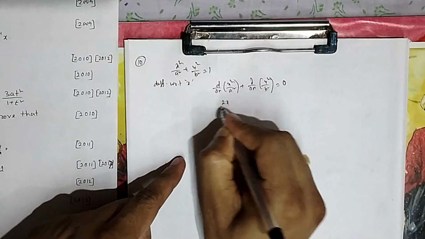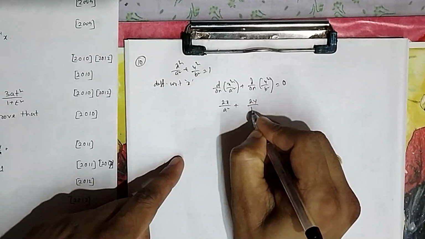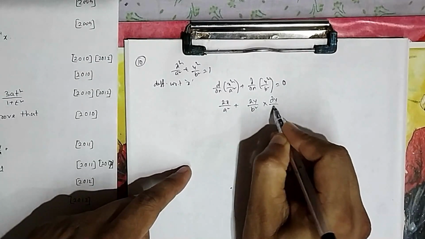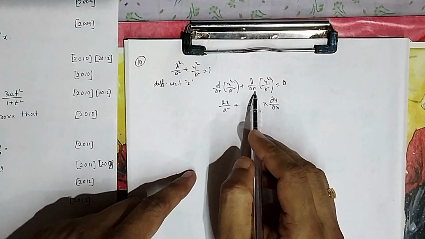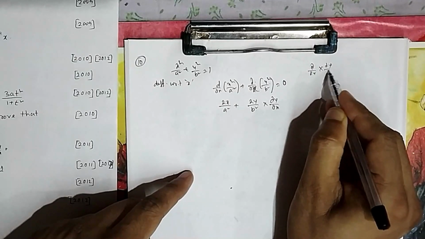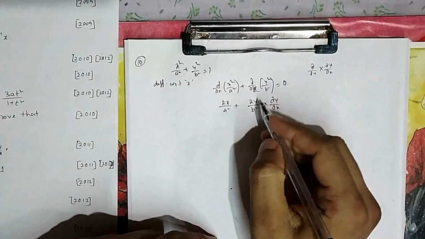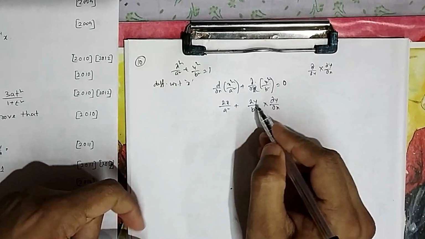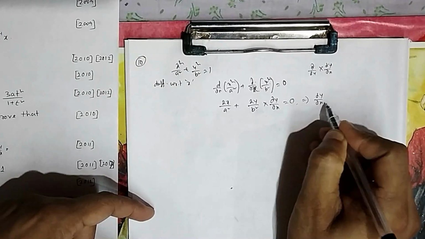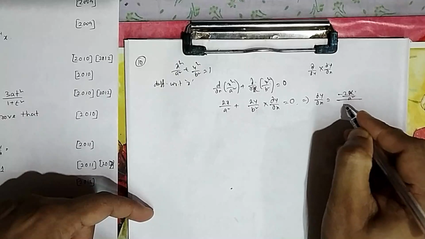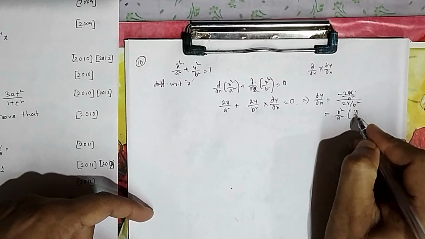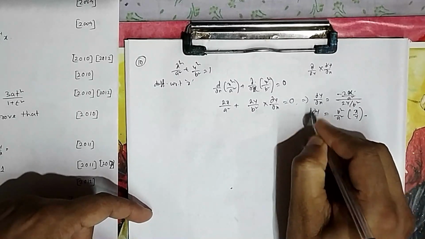So it is 2x by a square, and it is 2y by b square. I have treated y as a function of x, then I have differentiated it. Actually this is a function of y, but you are differentiating with respect to x. What I do is differentiate with respect to y, then I do dy/dx. So ultimately you can think of it as d/dx, treating y as a function of x. So it is 2y by b square, then dy/dx is equal to 0. From here your dy/dx is equal to minus 2x by a square divided by 2y by b square, which is equal to minus b square by a square times x by y. This is your dy/dx.